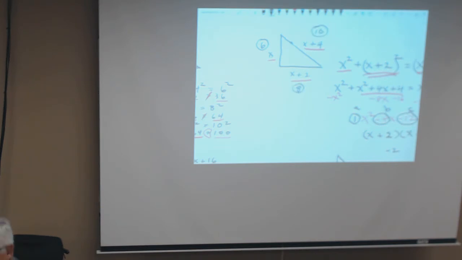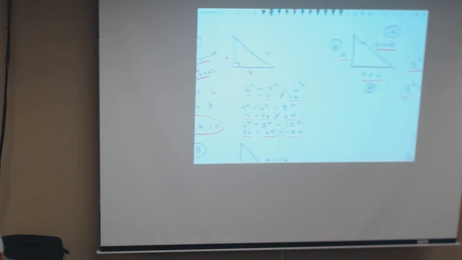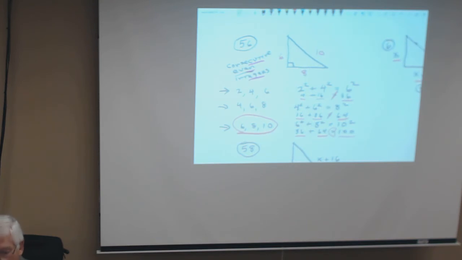Everybody follow what's going on? Now, which would you rather do? Solve it with algebra, or use the trial and error method till you find it?